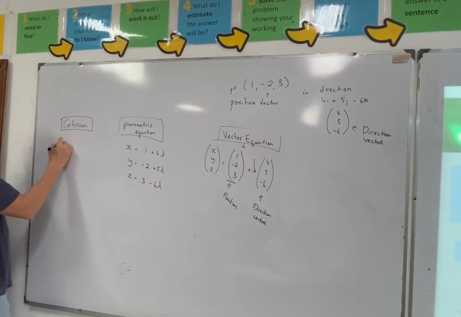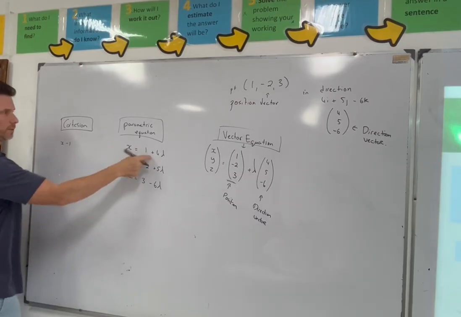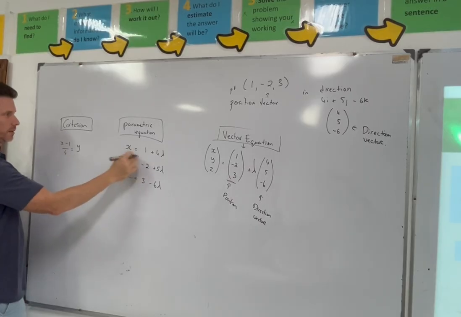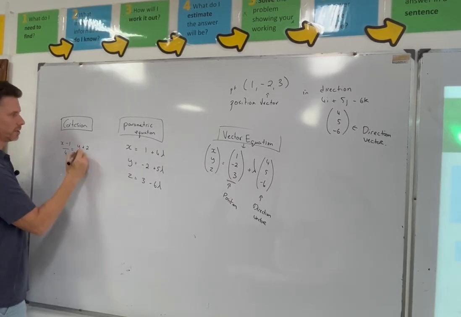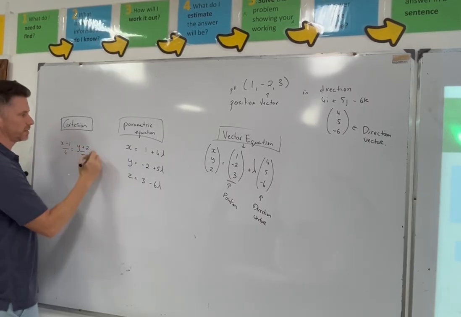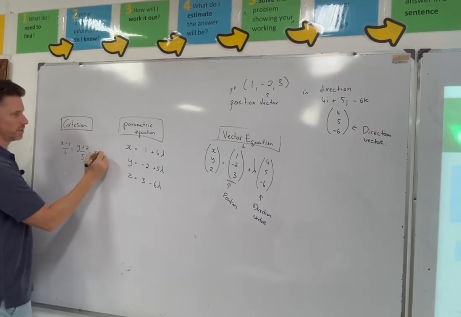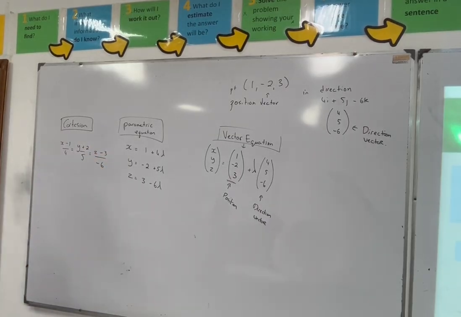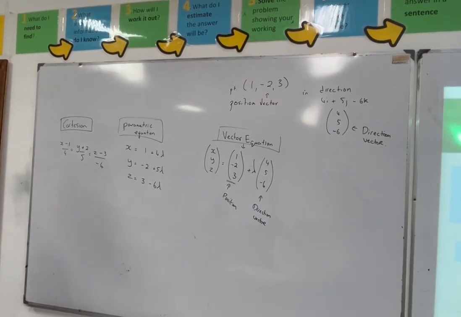So x minus 1 divided by 4 is the same as y plus 2 divided by 5, which is the same as z minus 3 divided by -6. That's a relationship between x, y, and z then. Cartesian, yes.